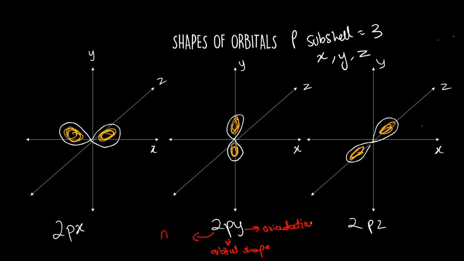Okay, and this right here is telling me about the orientation. I won't be discussing the D subshell in this lesson. I'll make a separate video on the D subshell. But for now, we're just discussing the s orbital and the p orbital, and I'll make a separate video on the D one. Okay, so I hope this is clear.